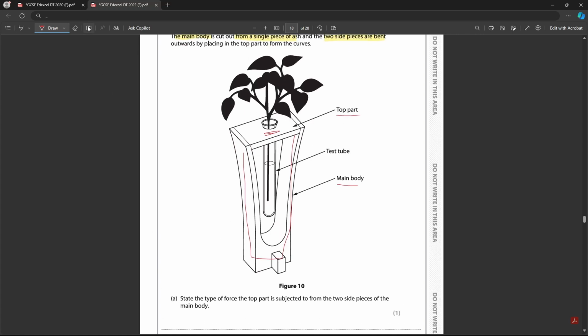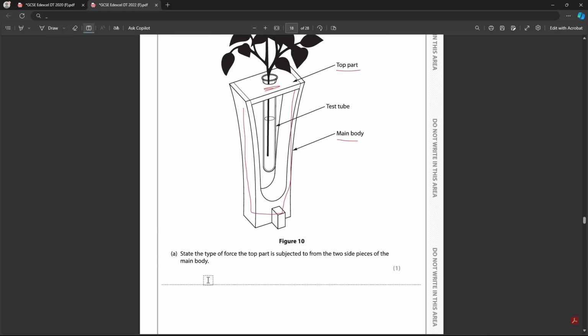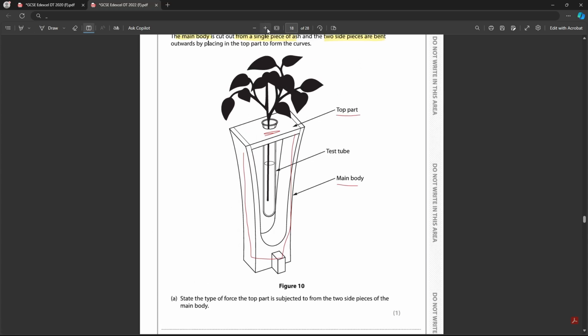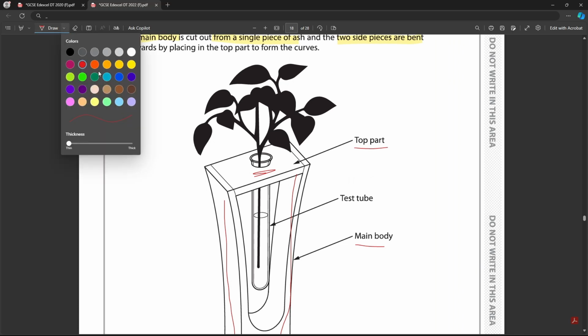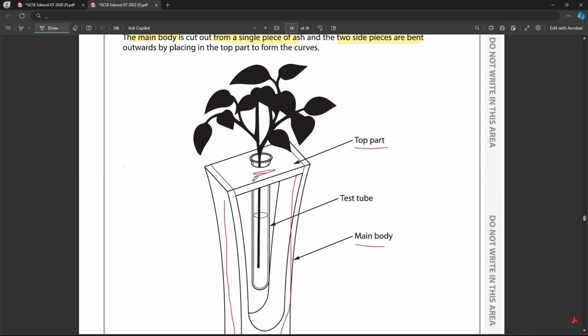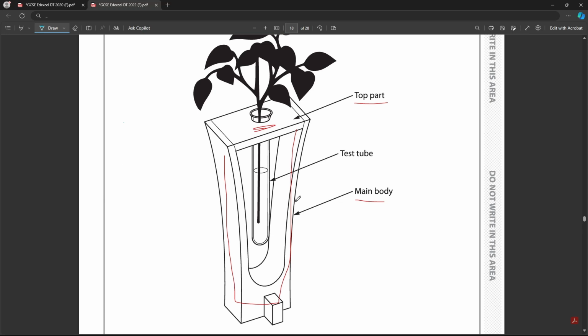So part A is just a 1-mark question. State the type of force the top part is subjected to from the 2 side pieces of the main body. Let's think what's going to happen here. Let me switch color one more time. So we have this top part in the middle here, and then these 2 pieces are squeezing, aren't they?